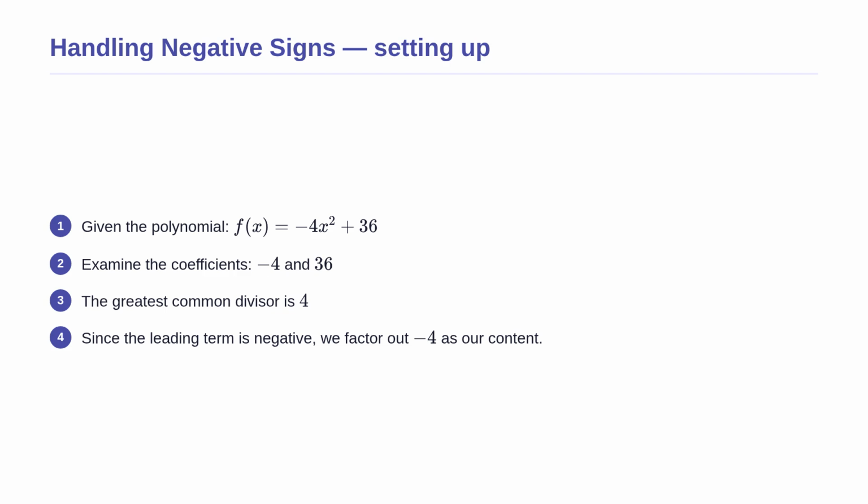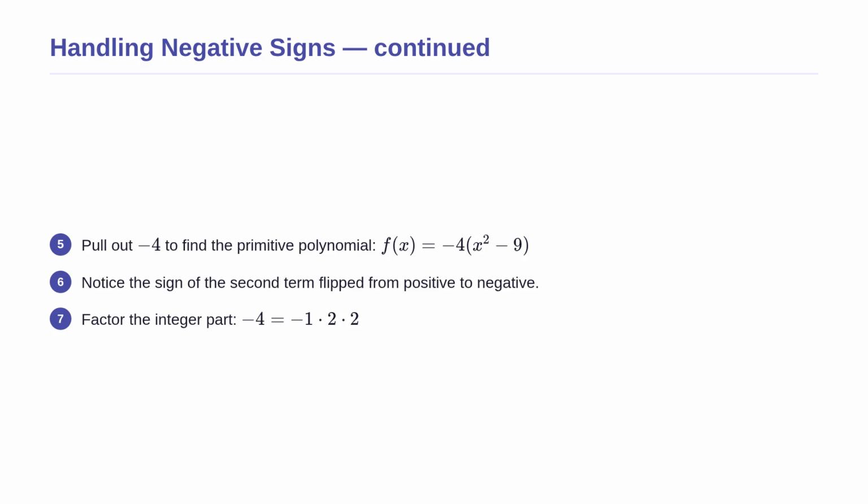We examine the coefficients, which are negative 4 and 36. The greatest common divisor is 4. However, it is standard practice to factor out a negative sign if the leading term is negative, to make the remaining polynomial easier to work with. So, we will factor out negative 4 as our content. Following our strategy, by pulling out negative 4, the remaining primitive polynomial becomes x squared minus 9. Notice carefully how the sign of the second term flipped from positive to negative.